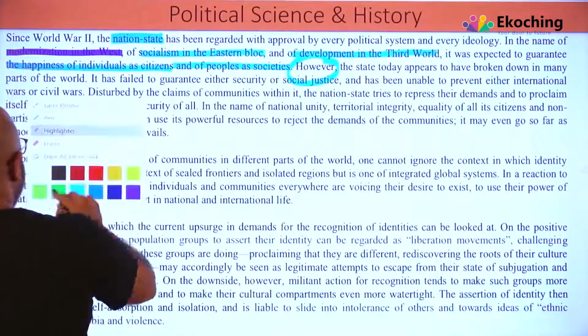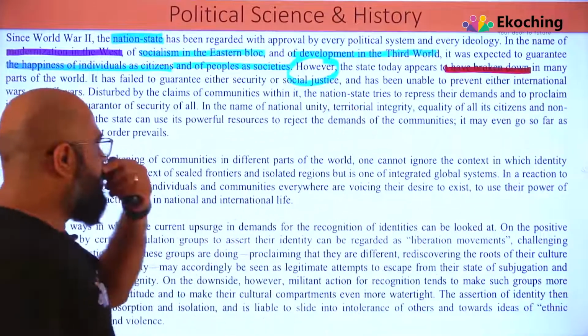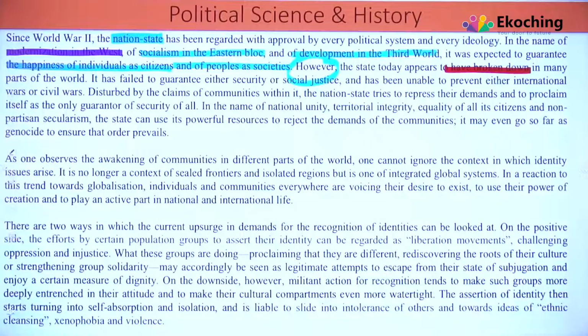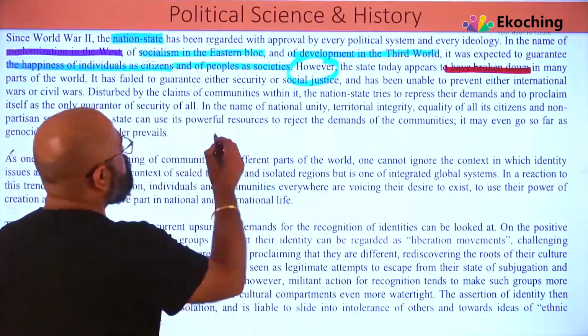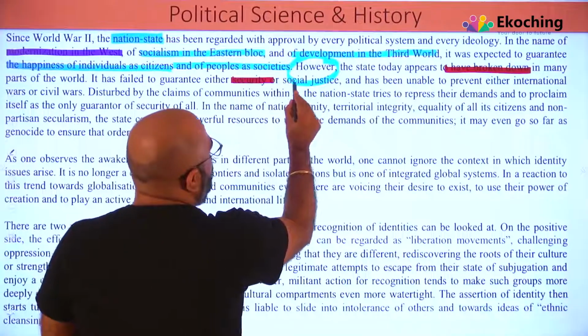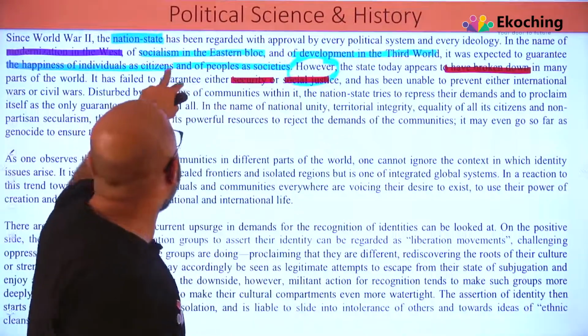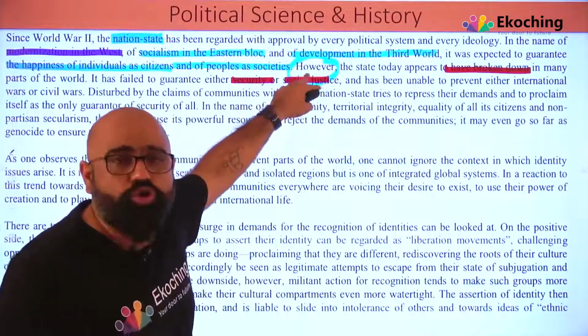So the however thing, or the opposite thing, I am just marking in the red. So all these things have broken down in many parts of the world. It has failed to guarantee. How is it broken? Because it has failed to guarantee either security or social justice. So we are talking about the happiness of the individual people. यहाँ पर हम बोल रहे हैं security or social justice.